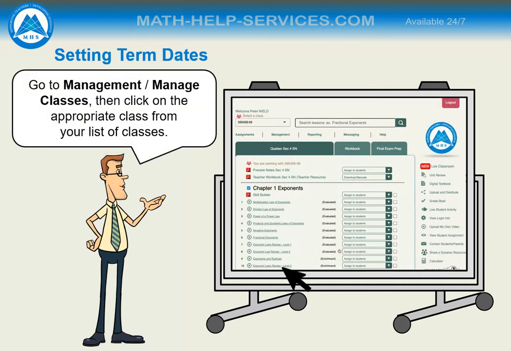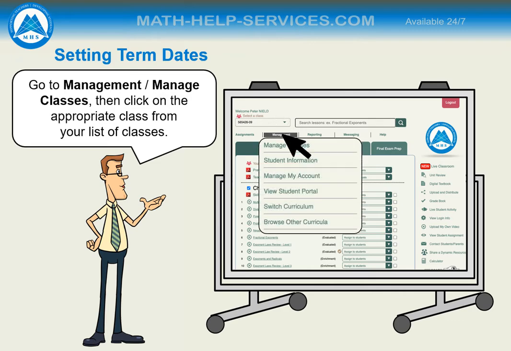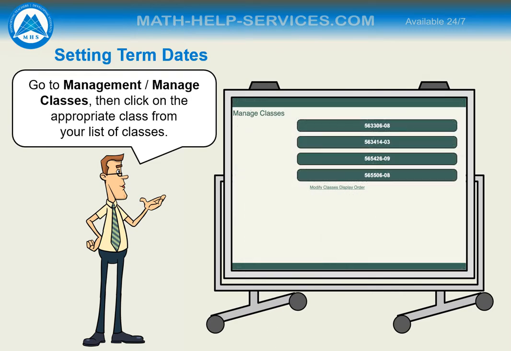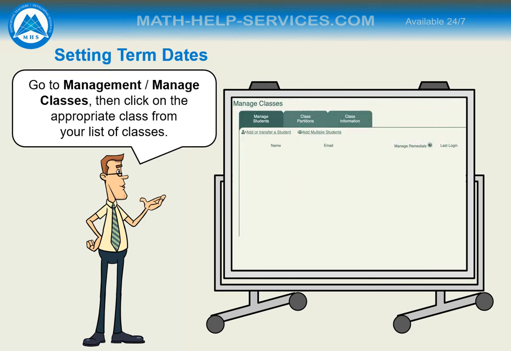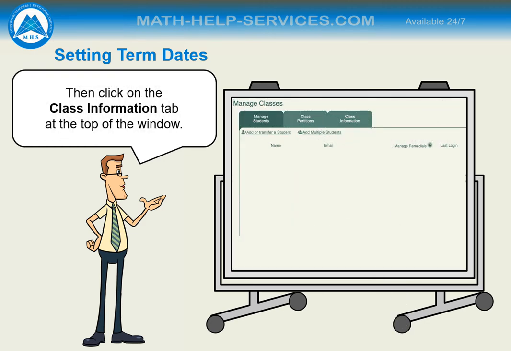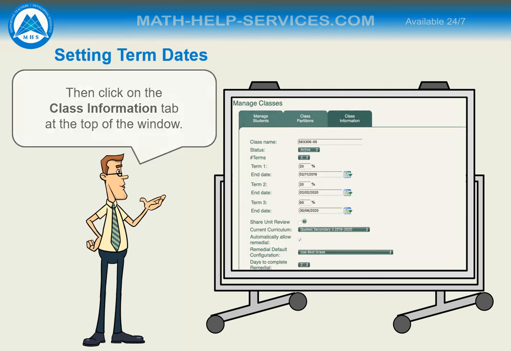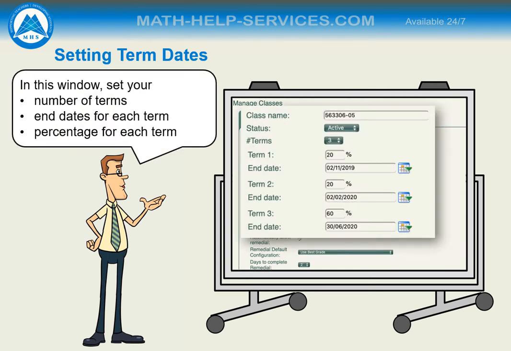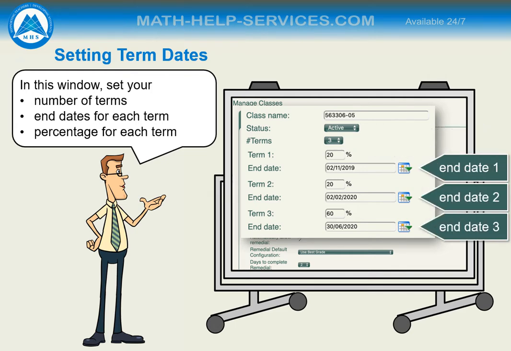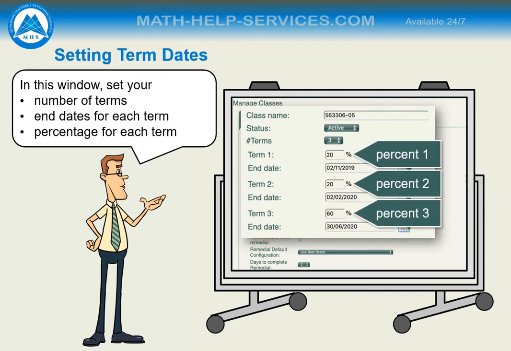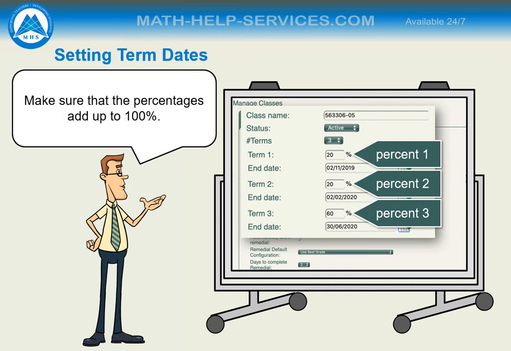Go to Management, Manage Classes, then click on the appropriate class from your list of classes. Then click on the Class Information tab at the top of the window. In this window, set your number of terms, end dates for each term, and percentage for each term. Make sure the percentages add up to 100%.